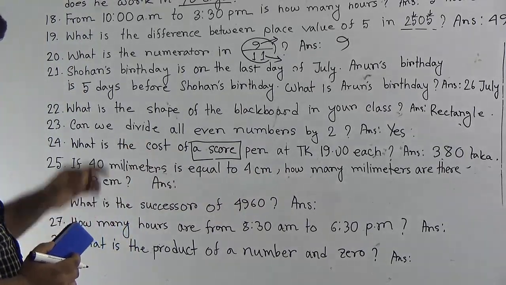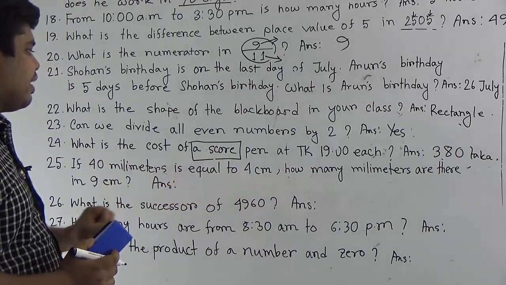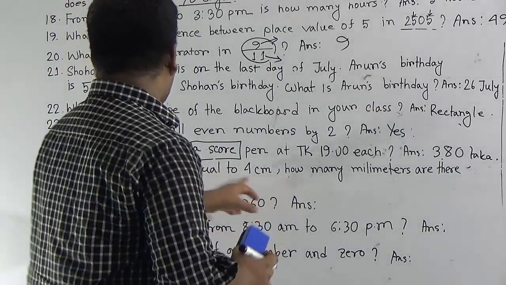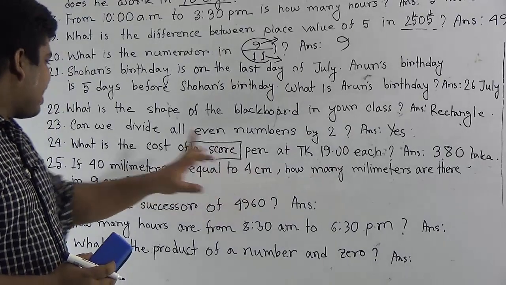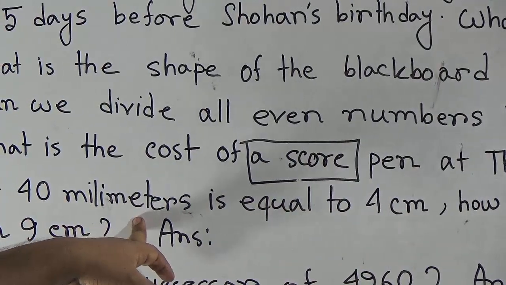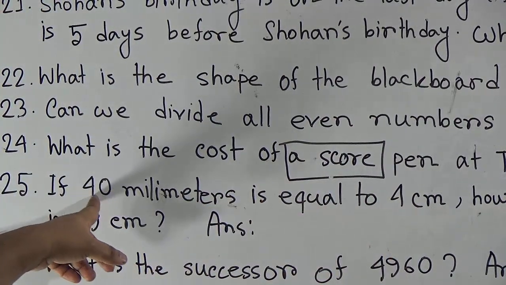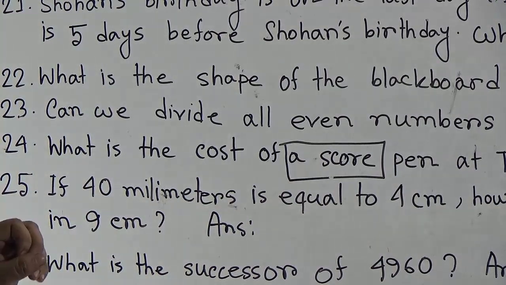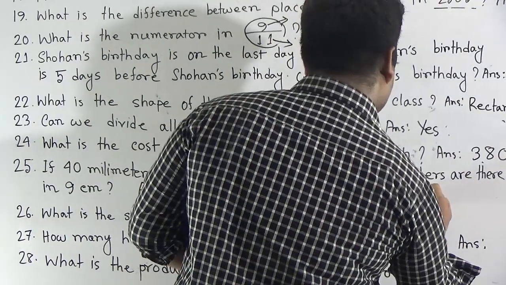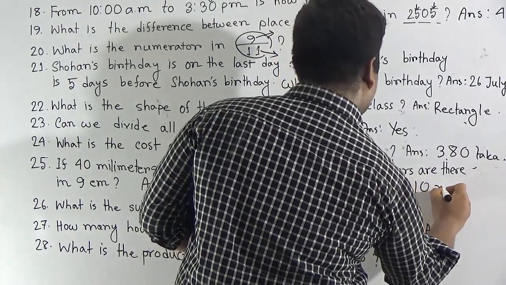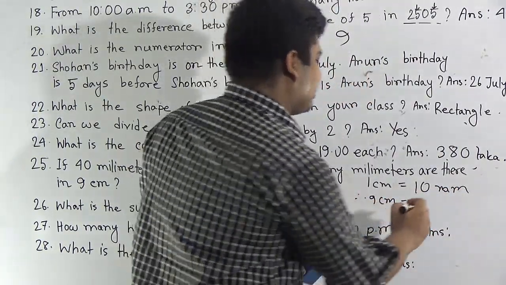So 1 centimeter equals how many millimeters? We divide 40 by 4 and we get 10. So 1 centimeter equals 10 millimeter. Okay. Now we find out 9 centimeter equals how many millimeters. As 1 centimeter equals 10 millimeter, then for 9 centimeter we multiply 10 with 9 and we get the answer.